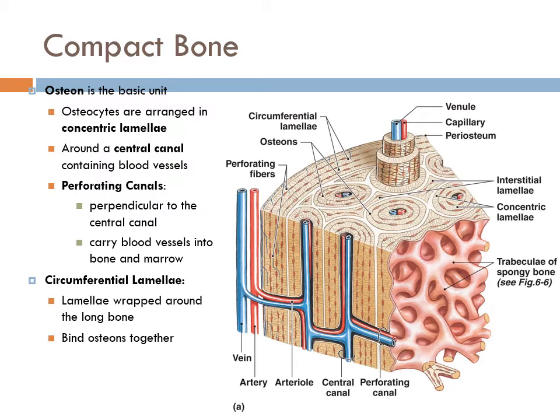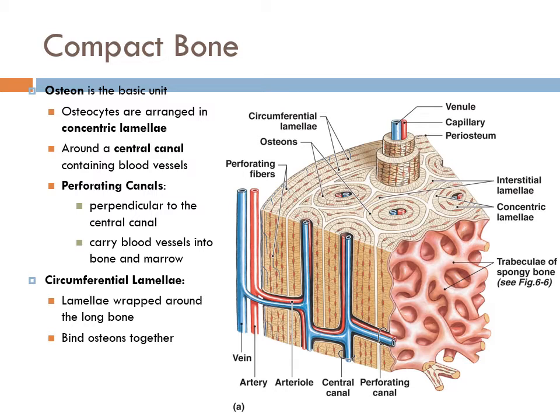And then the concentric lamellae are these little circles that are the layers that wrap around. So here we have 3 concentric lamellae. So they're the layers that are wrapping around that central canal. And you can see those little dark circles within those lamellae. Maybe I'll try this one here. So these little dark circles are the osteocytes. So we have the osteocytes arranged in concentric lamellae around the central canal.